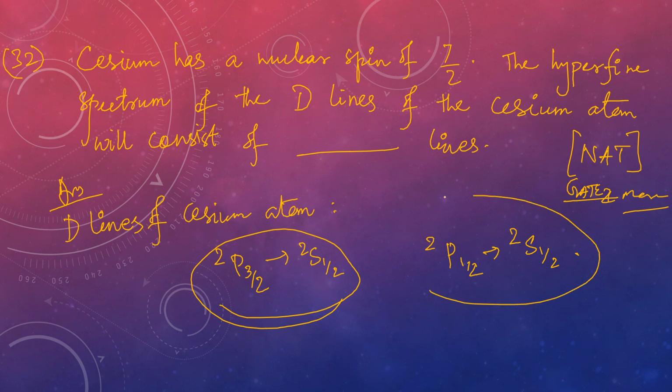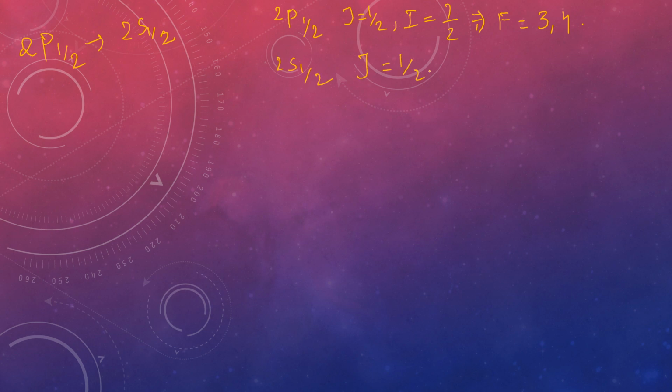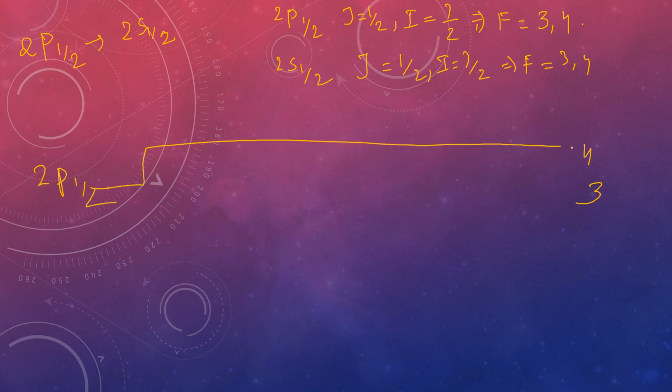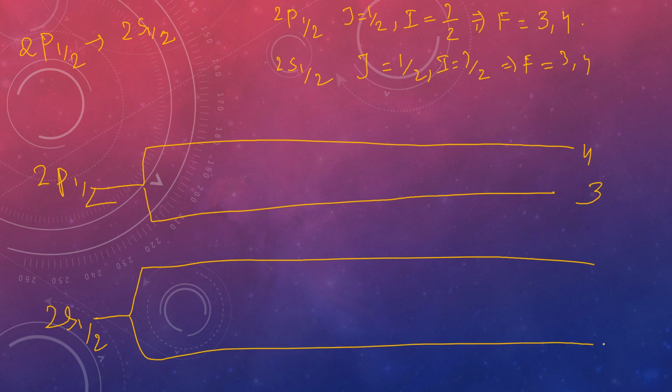Now, what is the next part? This was 2p 3 by 2 to 2s half. The next one is 2p half to 2s half. For 2p half, the j value is half and the I value is given as 7 by 2. So what are the F values? If you add and subtract, it will be 3, 4 only. Yeah, 3, 4. For 2s half, same thing, half and 7 by 2, so F is also 3, 4. So what is the splitting for 2p half? It is 4, 3. And for 2s half it will also be 4, 3.